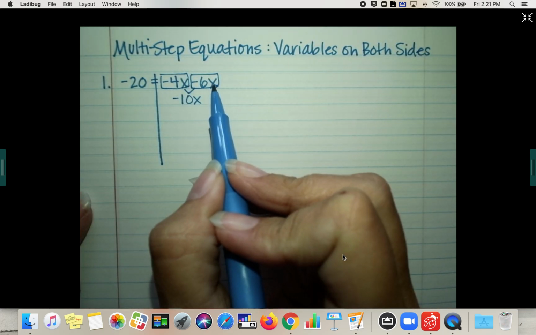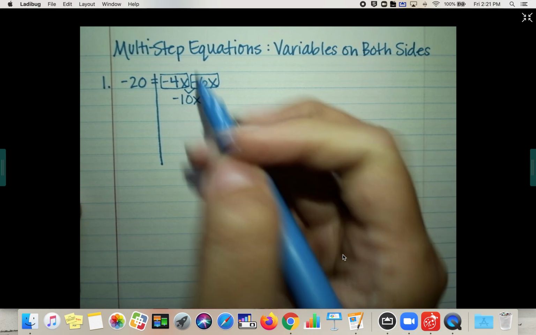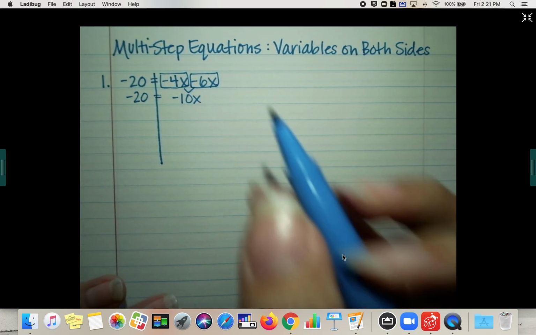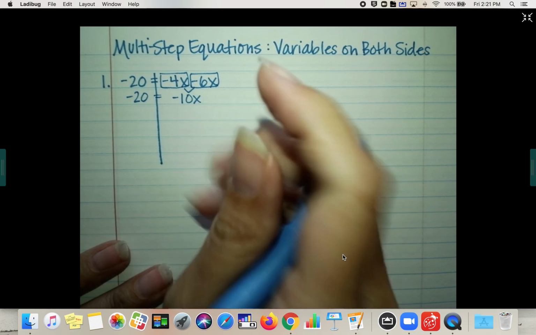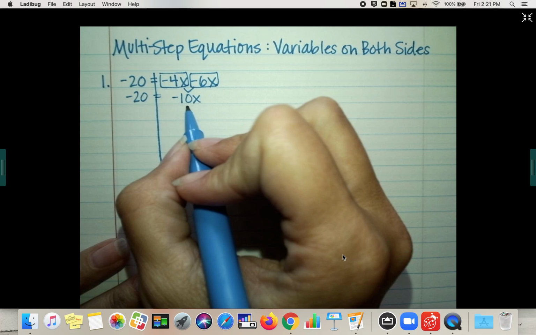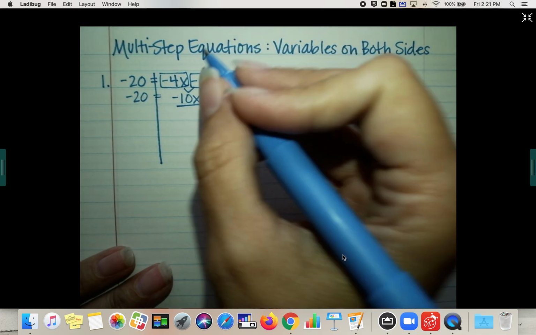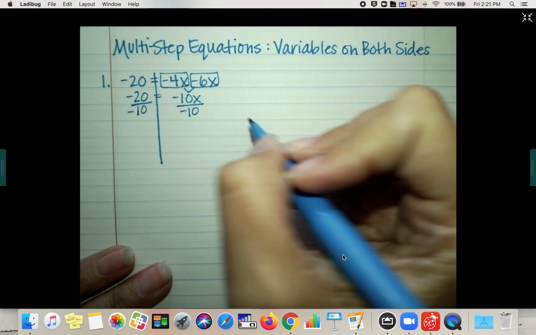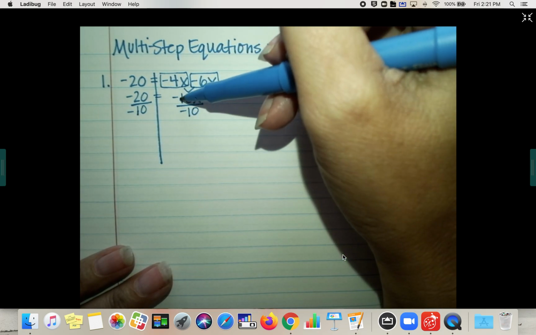If it has an x on it, if they're like terms, keep that x on it. On the left, we just have negative 20. Okay, last step is to see what's happening to x. It's squished together with negative 10, which means it's being multiplied, so you are going to divide both sides by negative 10. There's been some confusion in the past about whether you divide by a positive or a negative.